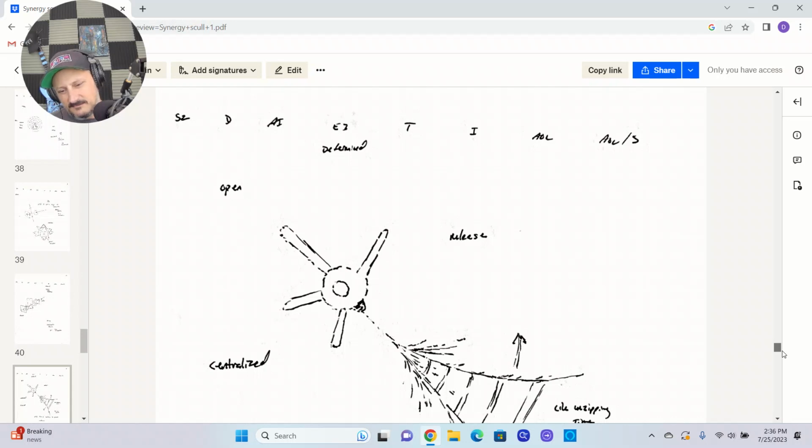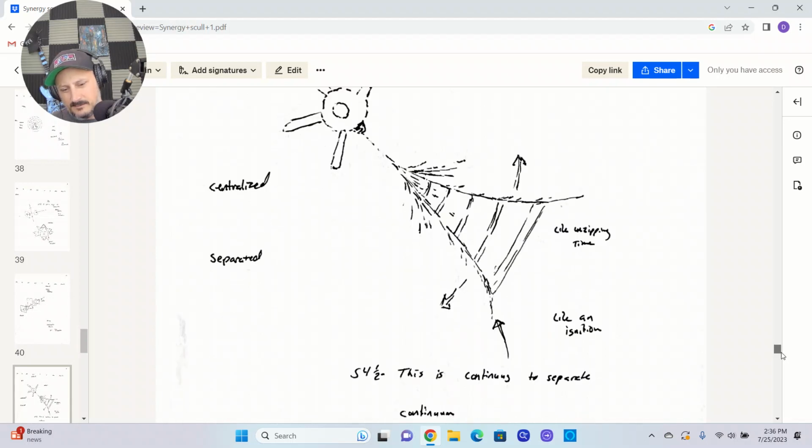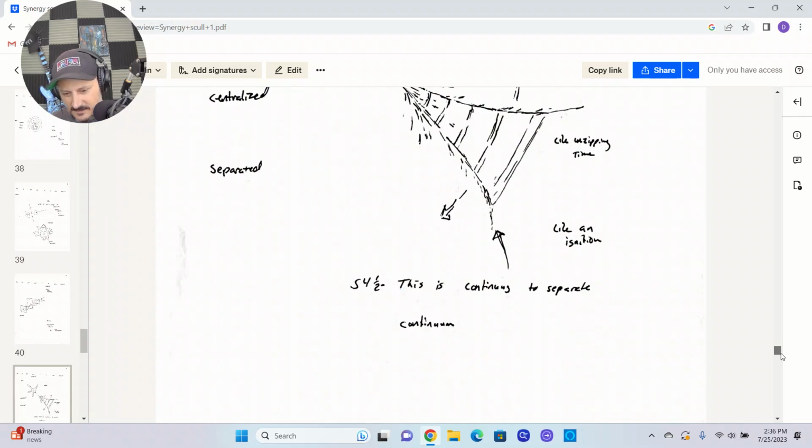Can I get the sense of release? Like unzipping time, like an ignition. This is continuing to separate. A continuum.